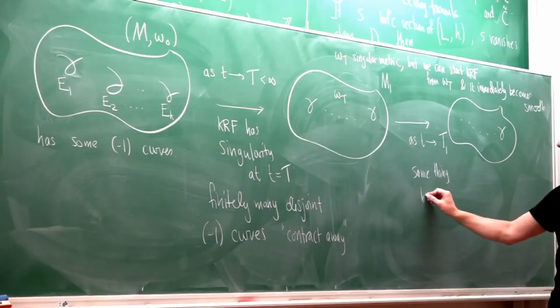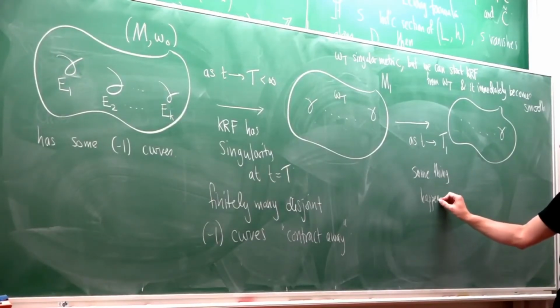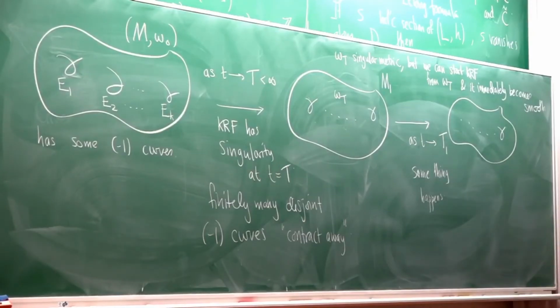The minus 1 curves kind of contract away, and you end up with another metric which is singular on this space, which I'll call, say, M2. And then that process continues finitely many times, until you get an M, what do I call it, ML, say?